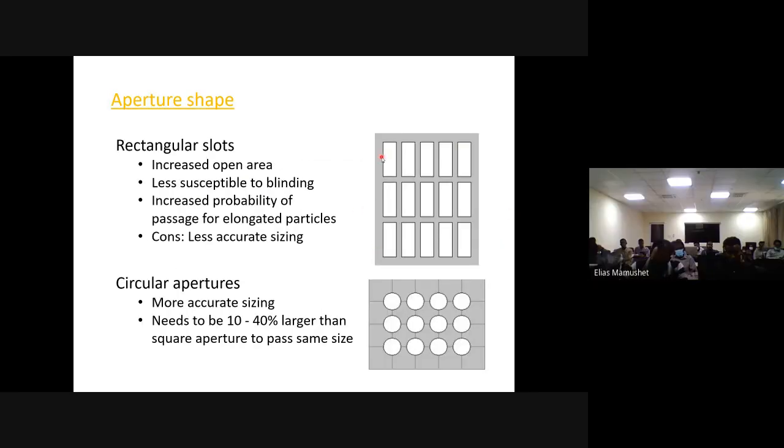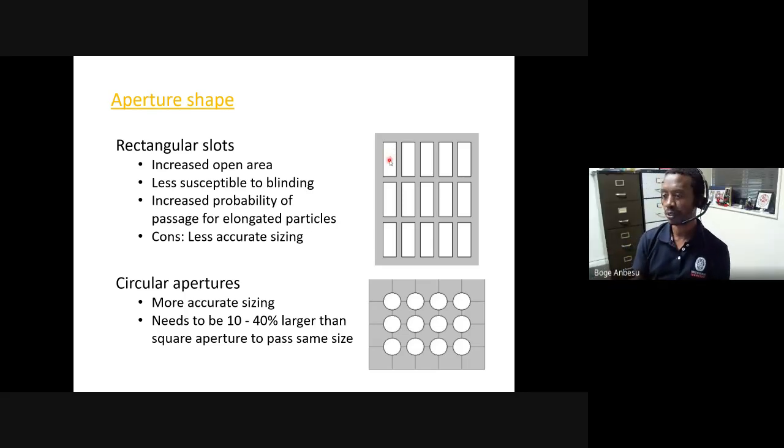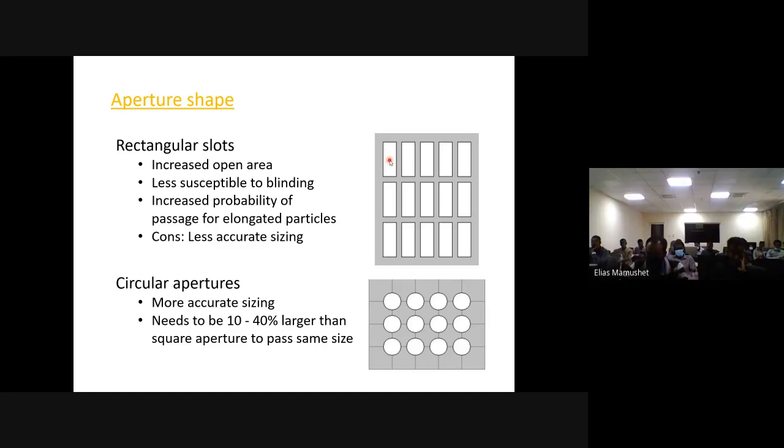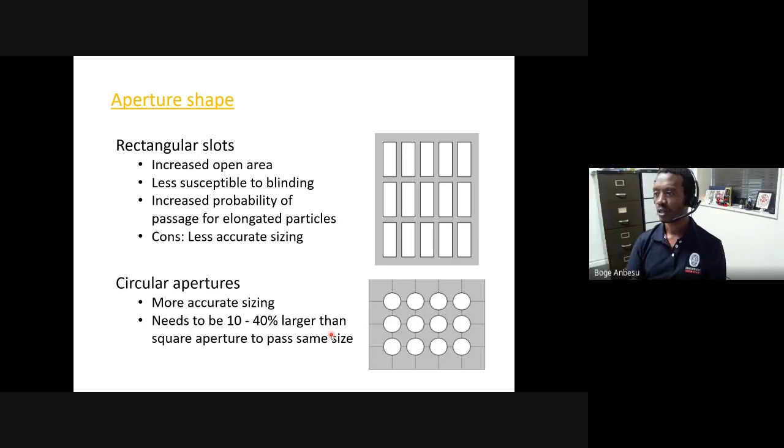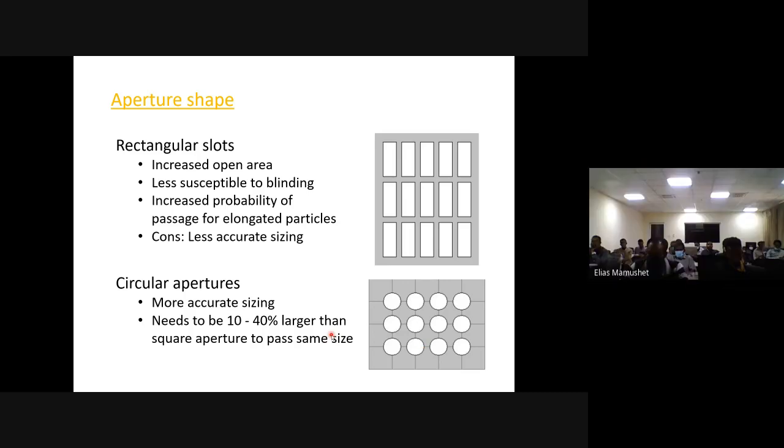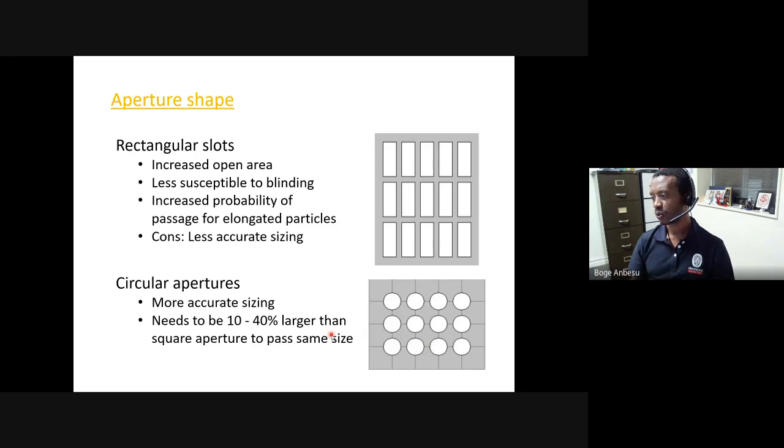Okay, the shape of the opening on the screen can be any shape, can be rectangular, square, or circular. That depends again on what I want to do. If my particles are elongated, very irregular shaped, maybe for elongated particles, rectangular screens are good. If I want to do very accurate sizing, then I will use circular openings. So depending on the operation, you can choose different aperture shapes, and those will serve different purposes.